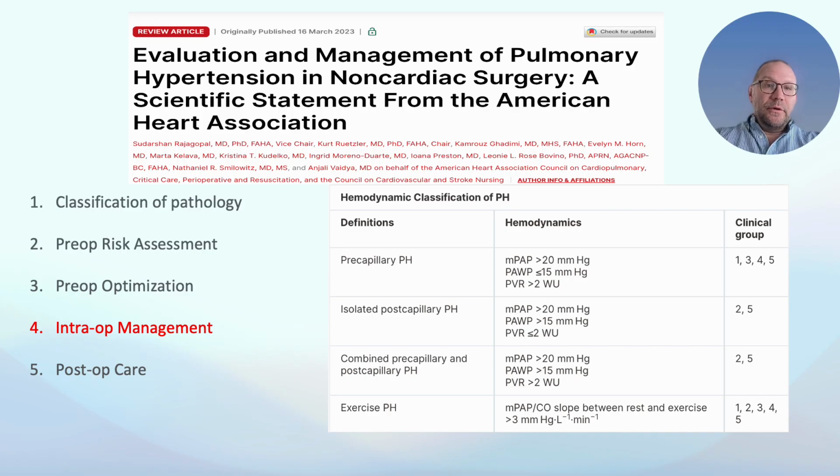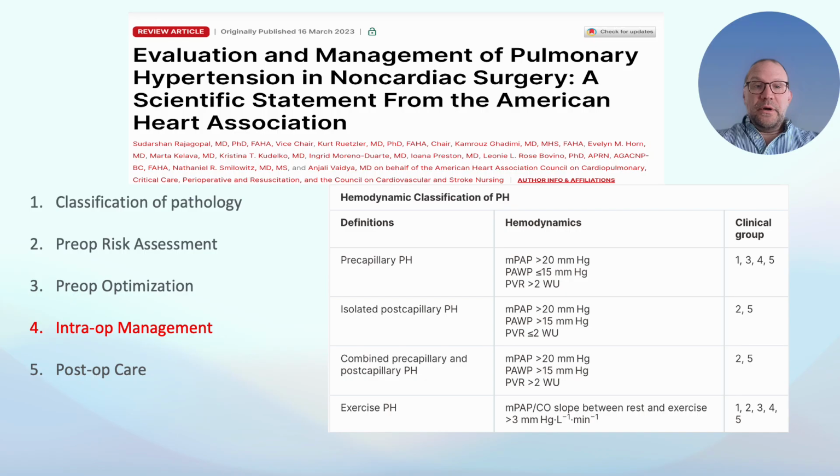I really like this review article on the evaluation and management of PH patients for non-cardiac surgery. It came out a couple years ago. We're going to talk a little bit about different classifications. We have our clinical classifications, which I did not put on this slide, and we have our hemodynamic classifications, which are in that chart there. I'm sure many of you are familiar with the World Symposium classifications for PH, the WSPH, and that's our 5 groups.